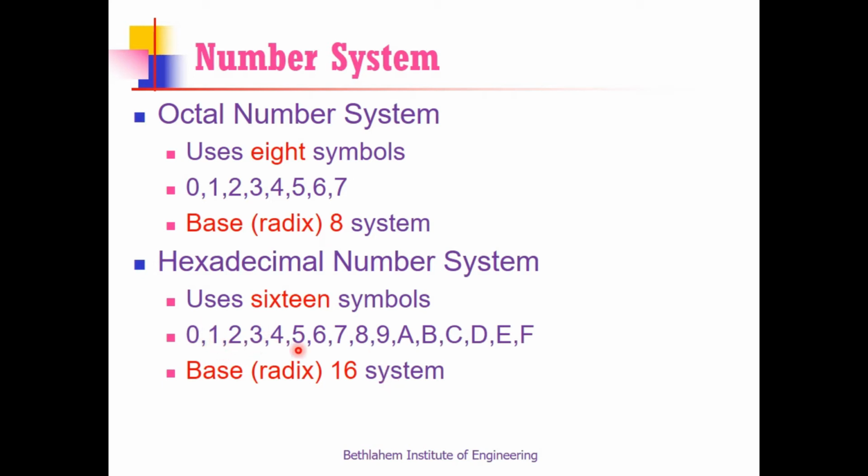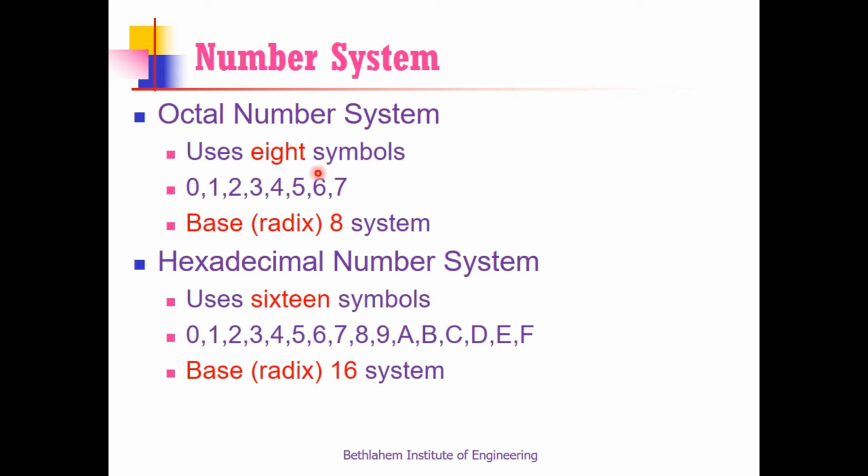Symbols represent the elements present in a particular number system, and base represents the number of elements or symbols present. So we have seen four number systems: decimal, binary, octal and hexadecimal. Decimal means it has 10 elements, so the base is 10. And binary has only 2 symbols or elements, 0 and 1, so the base is 2.